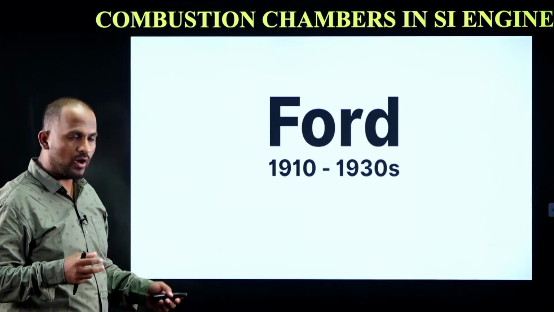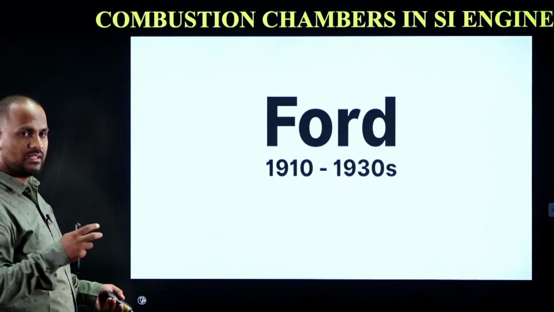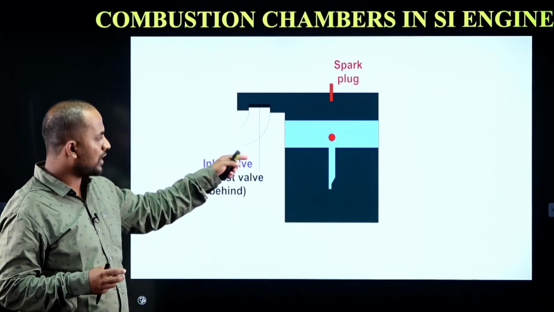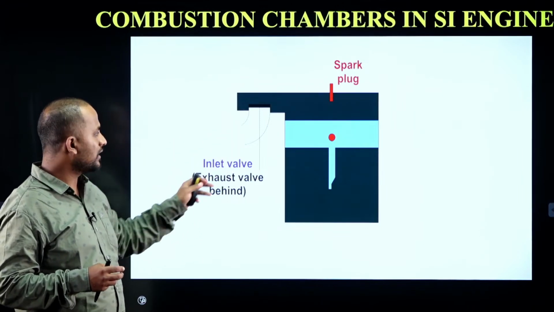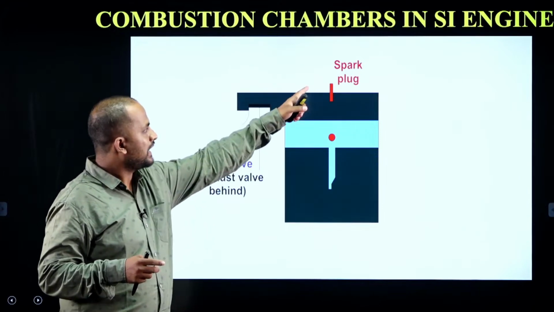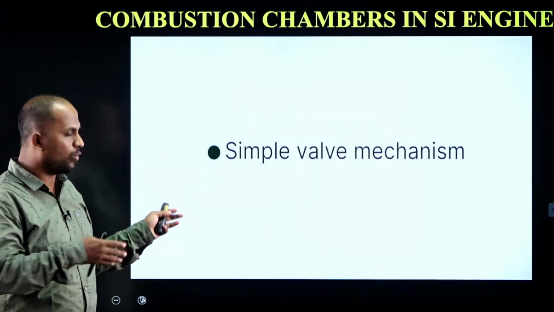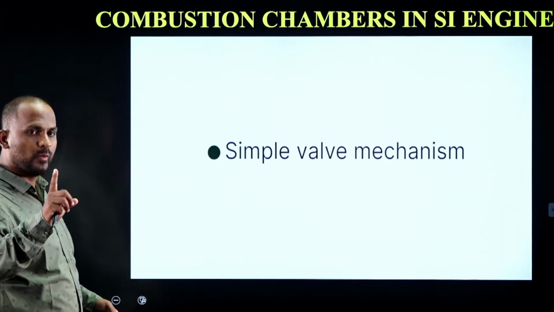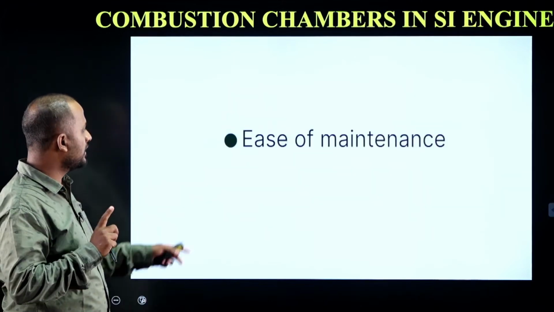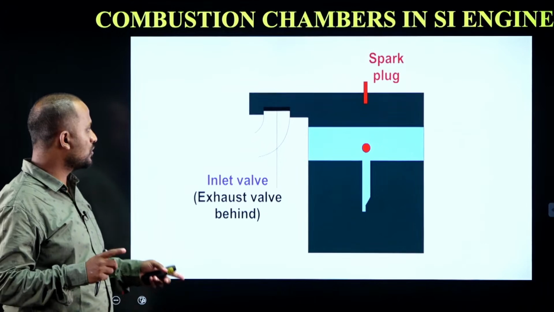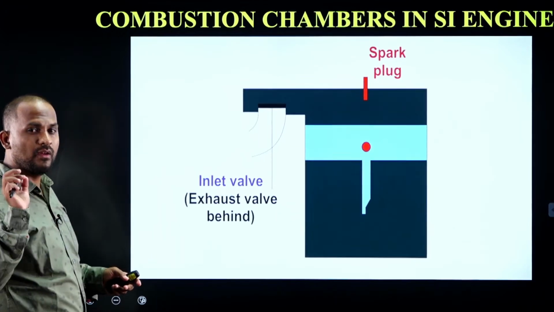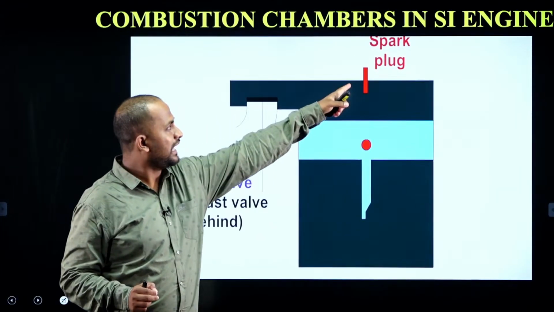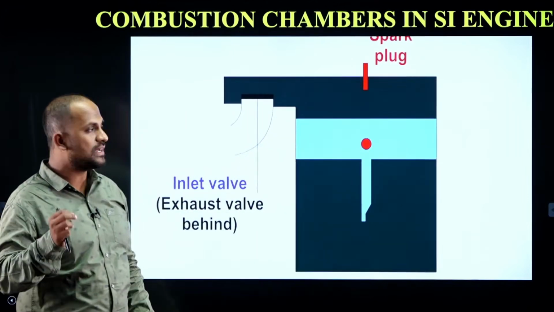This was also found by the Ford company. Now in this L-head type combustion chamber, the inlet valve and exhaust valve are placed on one side of the cylinder in an inline manner, whereas the spark plug is placed at the center. Because it is one side, the valve mechanism is very simple, and we can also operate with a single camshaft in the cylinder, and ease of maintenance is also high. Other than these advantages, there is a big disadvantage: the valves are placed at this corner and the spark plug is placed at this corner in the head. There is a much higher chance of knocking.